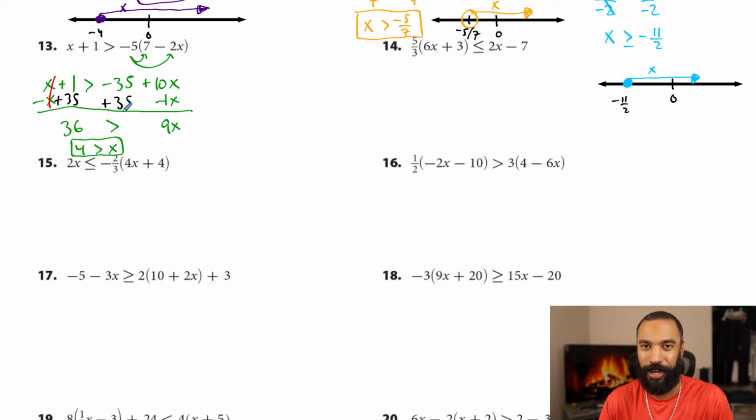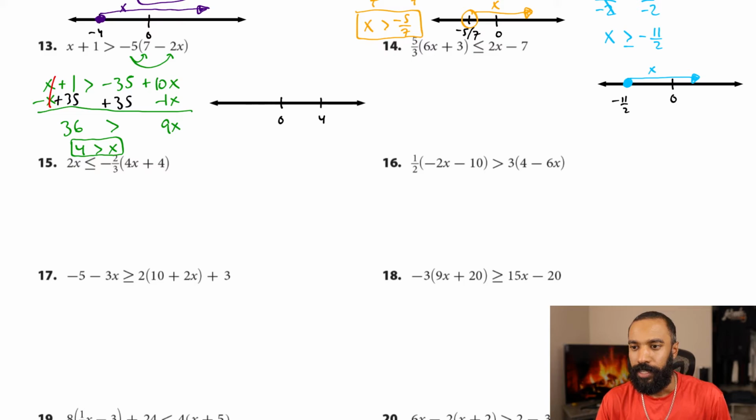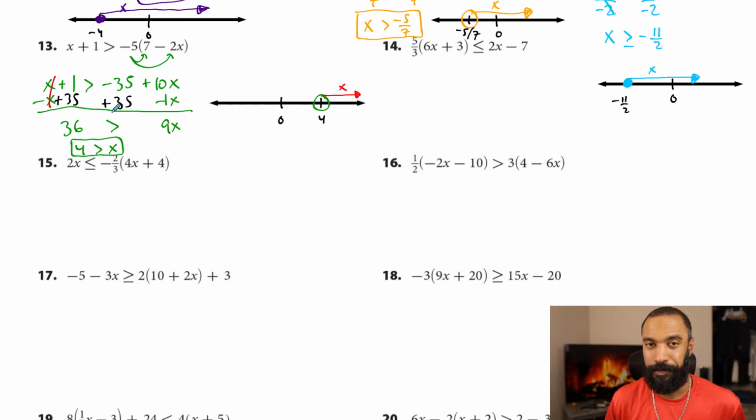Here's where the problem comes. Graphing it. I'm going to do this in red for the wrong reasons, when I need to do it for the wrong part. There's 4 to the right of 0. Here is the boundary point, not closed. And here is my drawing. I'm going to draw it to the right because this says greater than. All right, here's the problem.